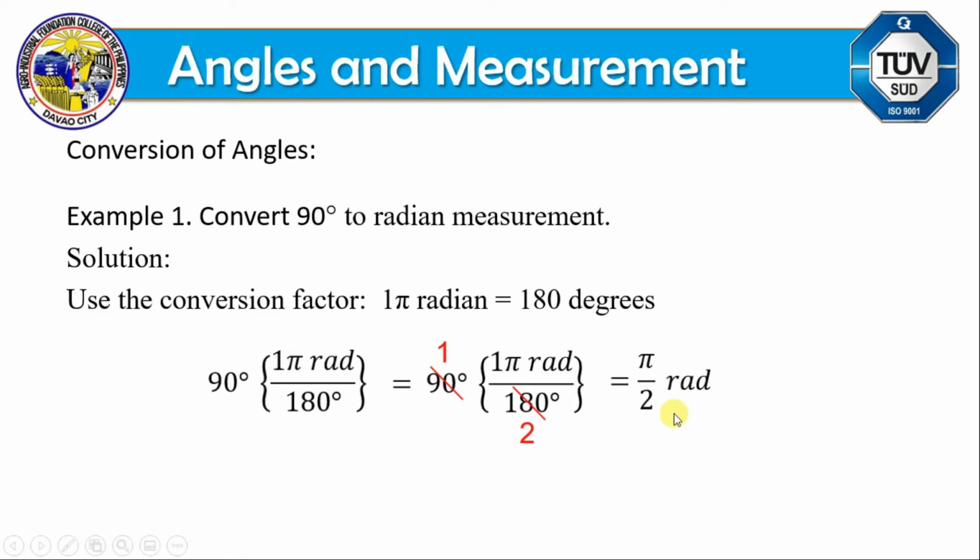Okay? So pi over 2 radians is equal to 90 degrees. If we try to check, earlier we said that 180 degrees is actually equal to 1 pi. So if we substitute 180 degrees for this pi, 180 degrees divided by 2 will automatically be equal to 90 degrees. So this pi over 2 that we solved is correct. Okay?